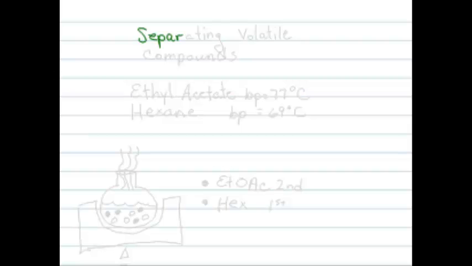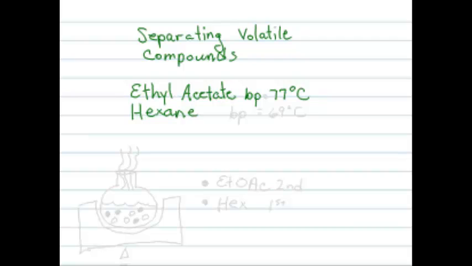Now let's say that we want to separate two volatile chemicals, so we're not so lucky as to be able to have one of them be left behind after one evaporates. And for this example, let's look at two very commonly used organic solvents: ethyl acetate, which has a boiling point of 77 degrees Celsius, and hexane, which has a boiling point of about 69 degrees Celsius.